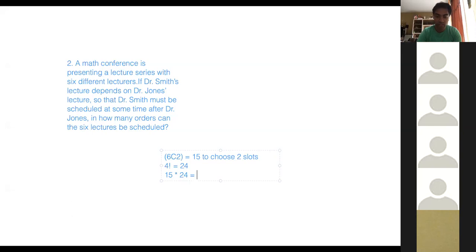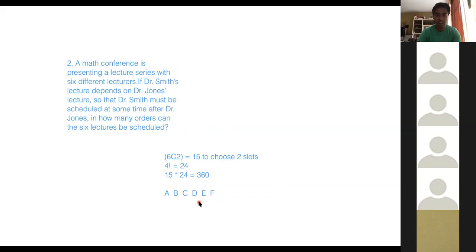Good, this works. So let's just go over this in terms of the slots. So you have 6 slots, right? Let's say A, B, C, D, E, F are the time slots. So basically you have these 6 different people who need to present, but there's only one condition, that Dr. Smith's lecture needs to be after Dr. Jones' lecture.